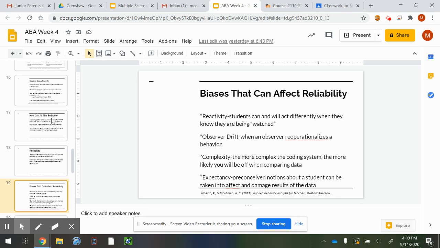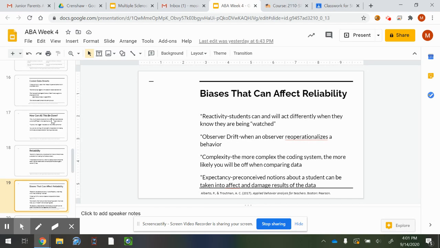The second one is observer drift. Sometimes an observer will create in their mind their own definition of what the behavior looks like, and they can actually end up reoperationalizing the behavior. I can't even say that word. Basically, they're coming up with their own definition of what that behavior should look like.